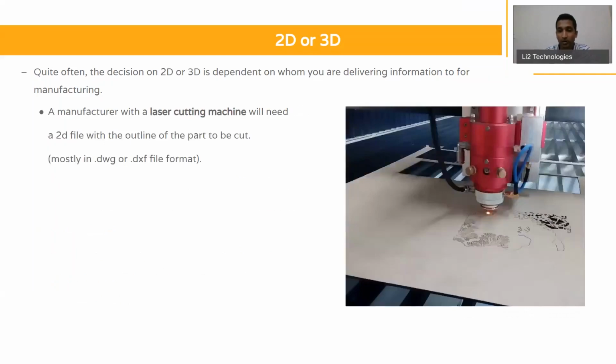One of the commonly used processes is also laser cutting. With laser cutting, we generally laser cut sheets. So quite often, people who use laser cutting machines will require a 2D file, a 2D drawing, preferably in a .dwg or a DXF file. This helps them generate a tool path to cut a sheet.